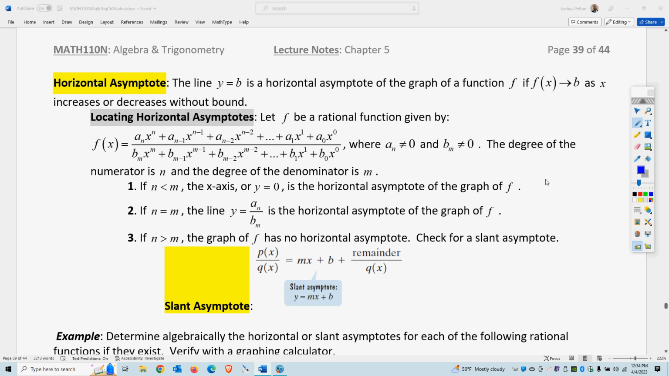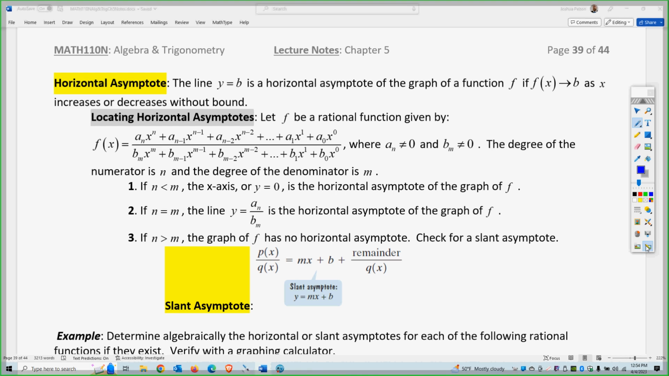This is Professor Pelton. This is part 2 of Chapter 5, Section 6. So the last asymptotes we need to do are horizontal and slant. You either have one or the other. You cannot have both, essentially.